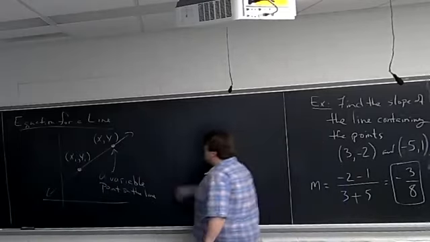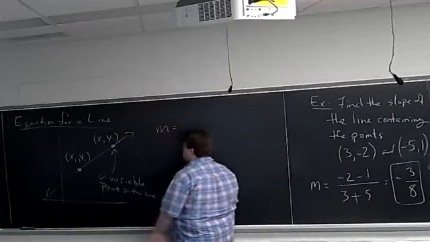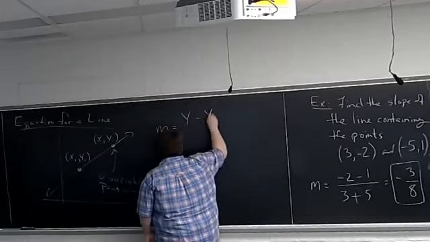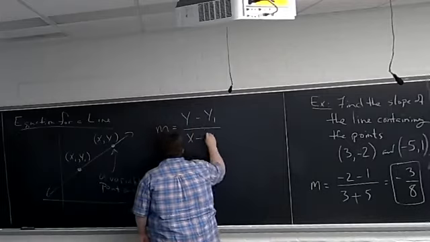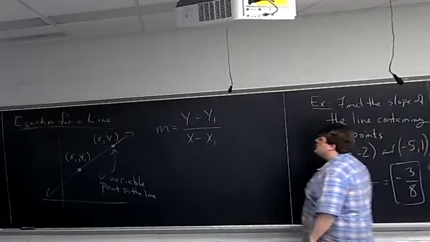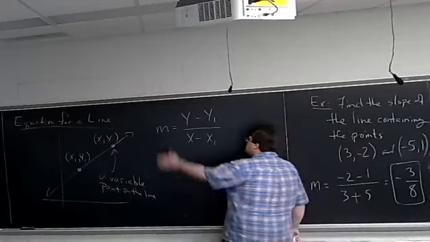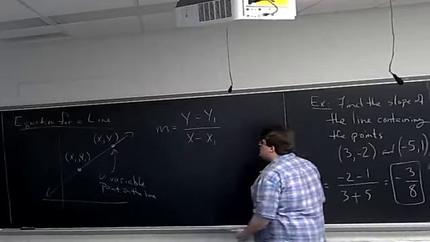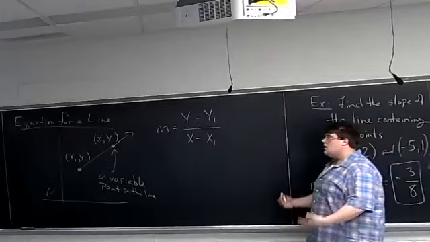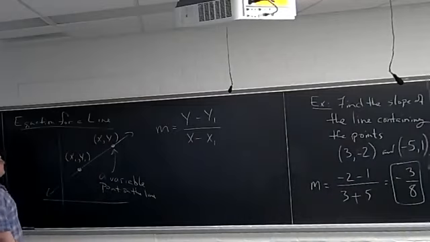And notice this slope, m, still equals the change in y over the change in x. I'm going to write the variable point first in this case. Slope is still the change in y over the change in x, but notice now this is a function with x and y. So we could write x in terms of y, or we could write y in terms of x. It's standard to write y in terms of x. So let's do that. How do we do that?